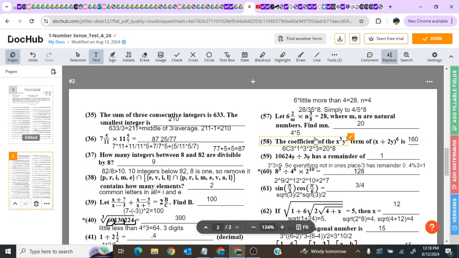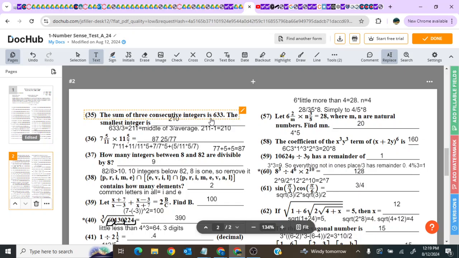35, the sum of 3 consecutive integers is 633. The smallest integer is what? Well, the average of the three integers, or the middle, is going to be the number divided by 3. Because you're adding a number 1 less than it, and you're adding a number 1 greater than the middle to that. So divide by 3, and you get 211. And then that's your middle number, so your smallest integer is 1 less than that, so 210.